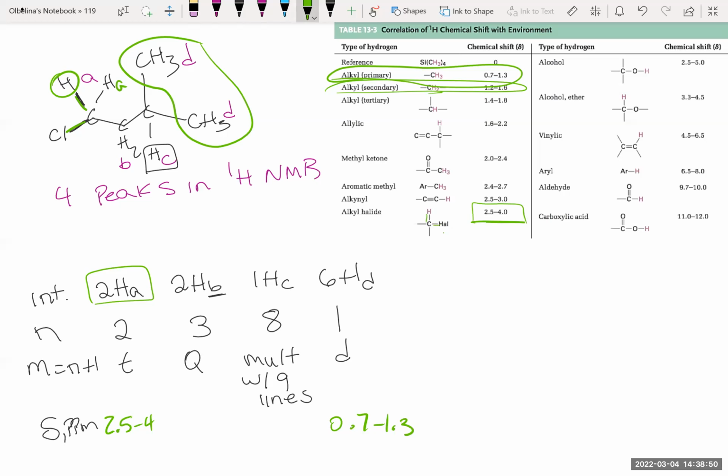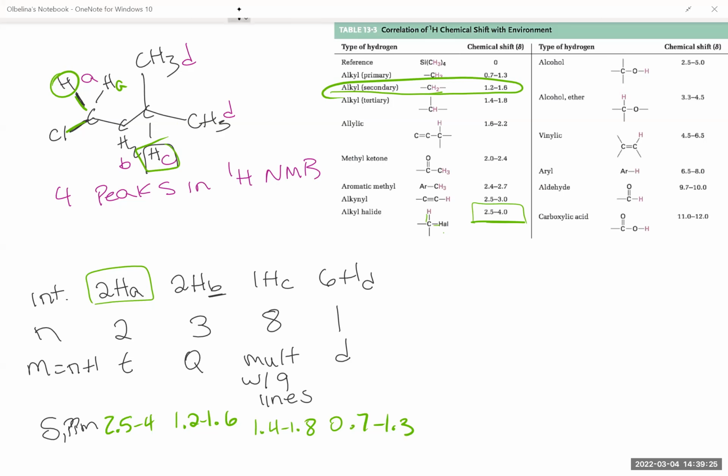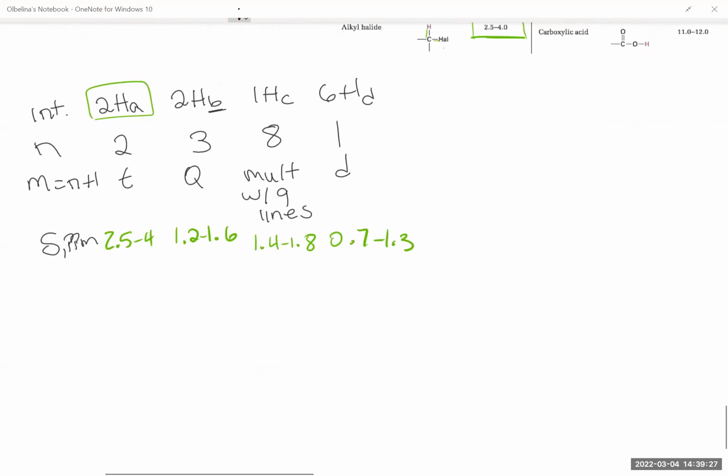HB is a CH2 that has hydrogens that are 1, 2, 3 bonds away from chlorine, not really far away. So they're still going to be somewhat deshielded, but we're going to use this value here, 1.2 to 1.6. And for that tertiary hydrogen, HC, the methine, 1.4 to 1.8. Okay, so we have tabulated the information about our molecule that we can, and then we're ready to try to draw a spectrum.